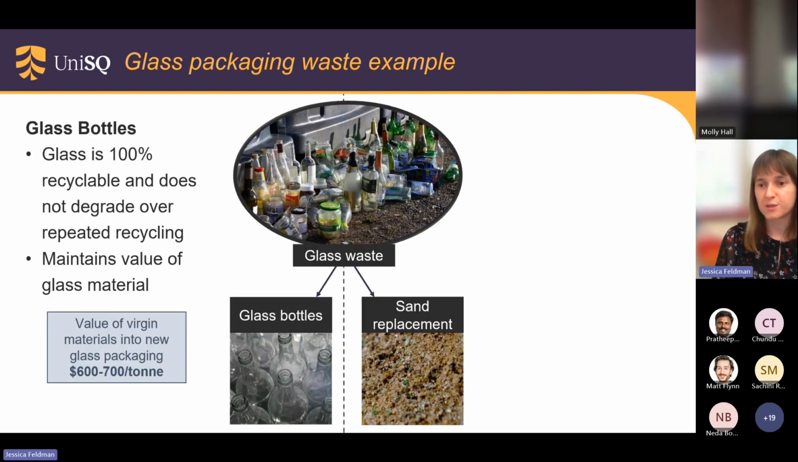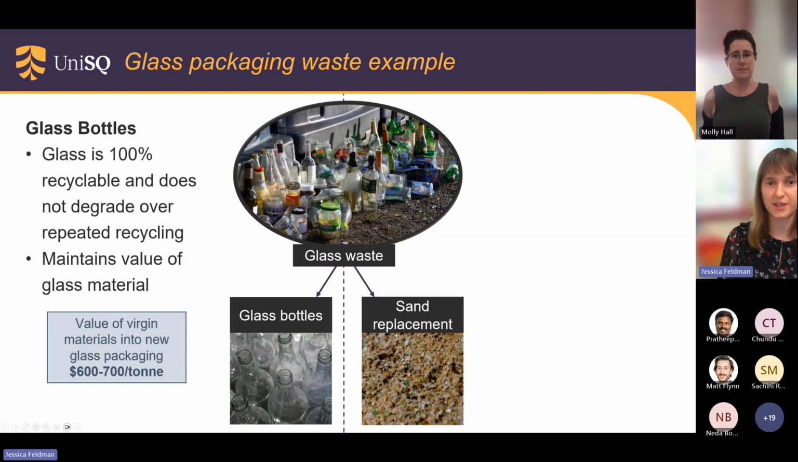So for the remainder of this presentation, I'm going to be focusing on an example of circular economy analysis, and I'll be focusing on glass waste in Queensland. Out of all glass waste in Australia each year, about 90% is glass packaging waste. This forms a really large portion of that waste.